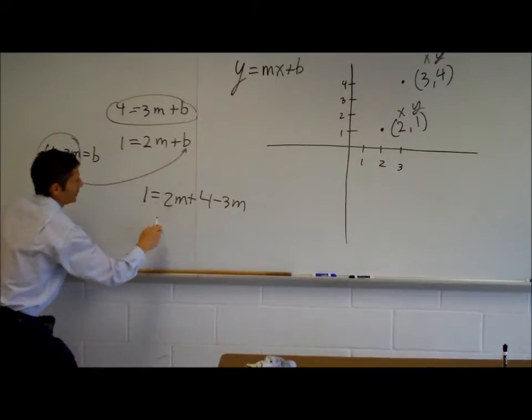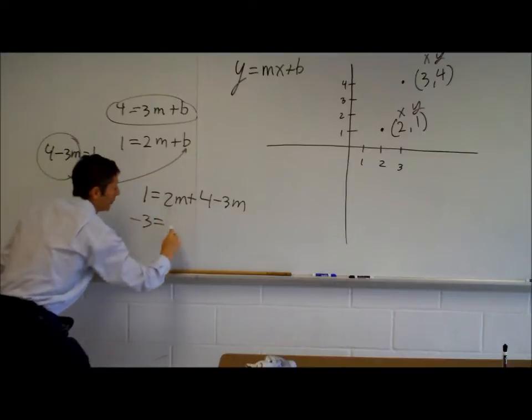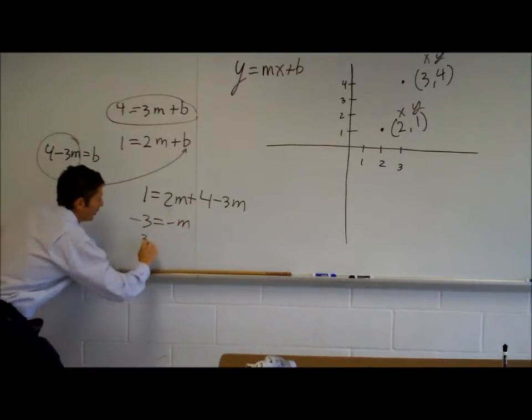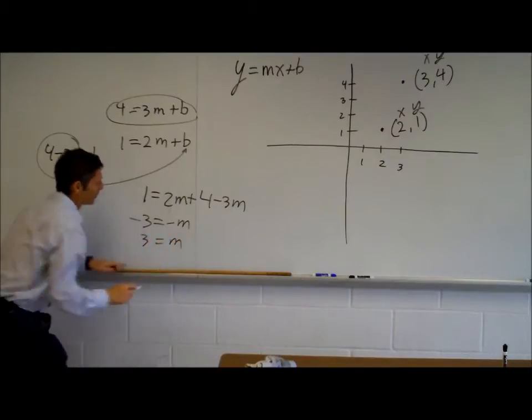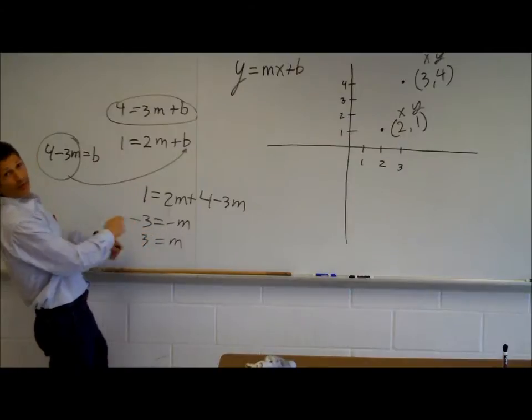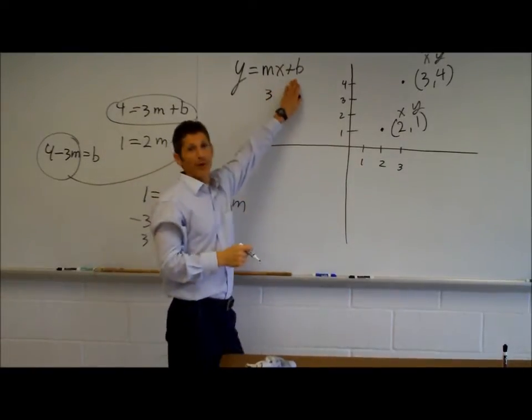Subtract 4 from both sides. Negative 3 equals 2m minus 3m. Negative m. So 3 must equal m. M equals 3. Terrific. So I figured out what the slope is. I figured out what m is. It's 3. How do I find b?